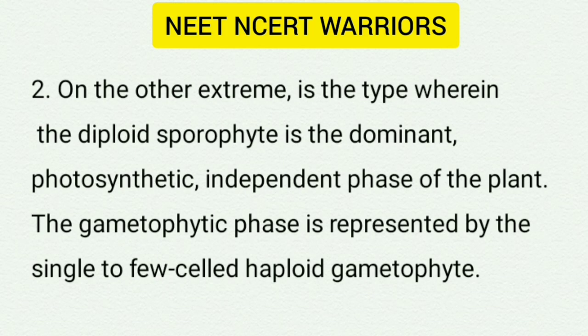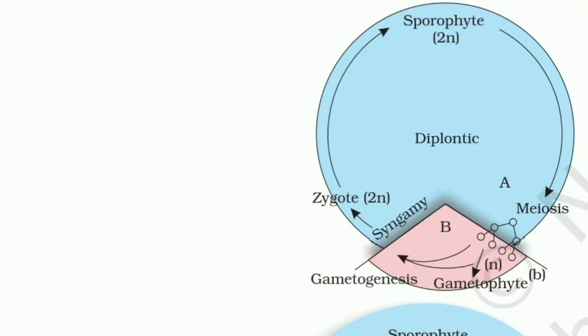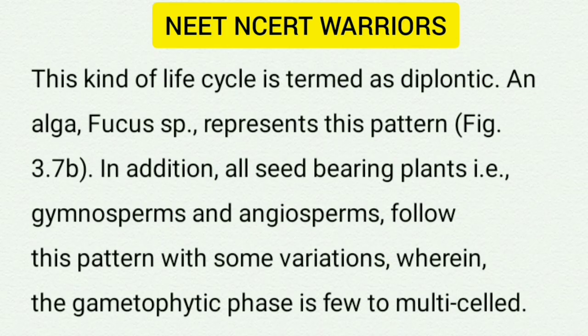The second one, on the other extreme, is the type wherein the diploid sporophyte is the dominant, photosynthetic, independent phase of the plant. The gametophytic phase is represented by the single to few-celled haploid gametophyte. This kind of life cycle is termed diplontic. Fucus species represent this pattern. You can see in figure 3.7b. In addition, all seed-bearing plants, that is, gymnosperms and angiosperms, follow this pattern with some variations, wherein the gametophytic phase is few to multi-celled.